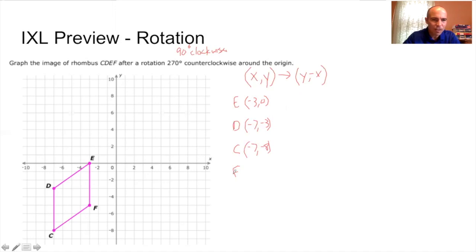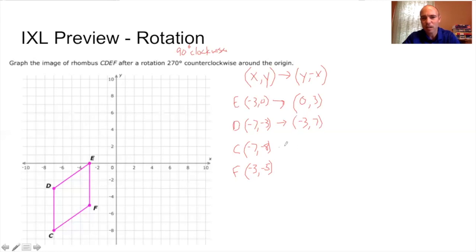And then F is -3, -5. Okay. Now, for each of these, I flip-flop. I got 0, and then -3 will become +3. All right. And here we flip-flop, so we got -3, but then 7, we're going to change the sign. We're going to make it +7.